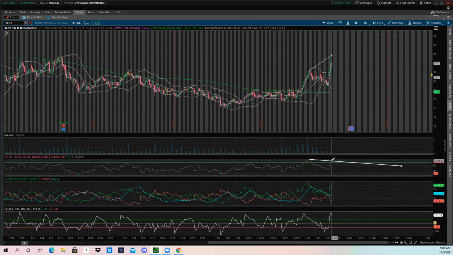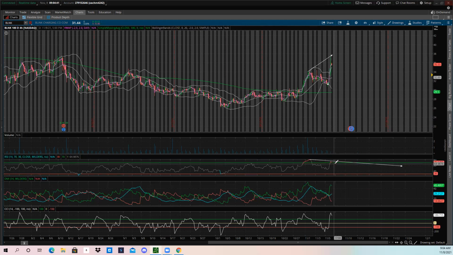Okay, and if you look, the RSI is even lower. All right, so when the stock price makes a higher high, but the RSI makes a lower high, that's what's known as bearish divergence. So Blink could see a pullback here in the next couple days due to this bearish divergence. It might even just pull back real soon.